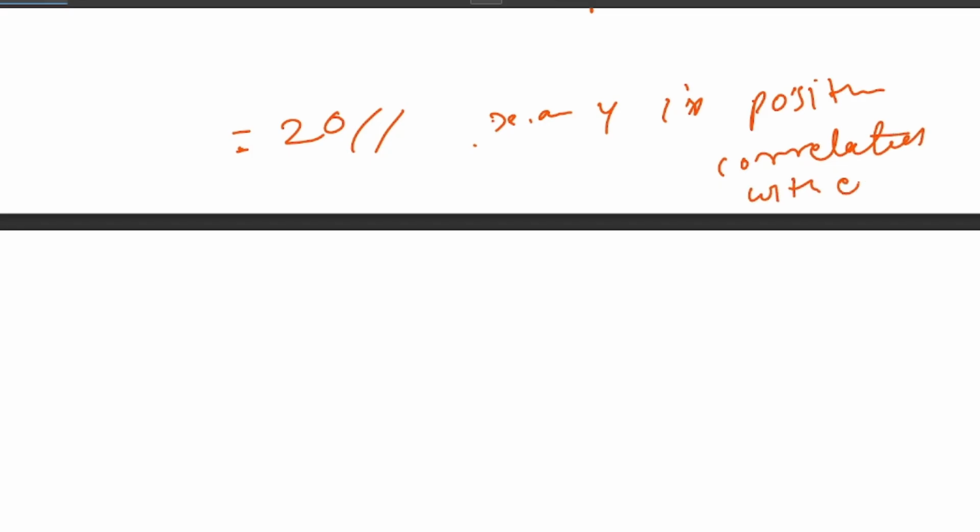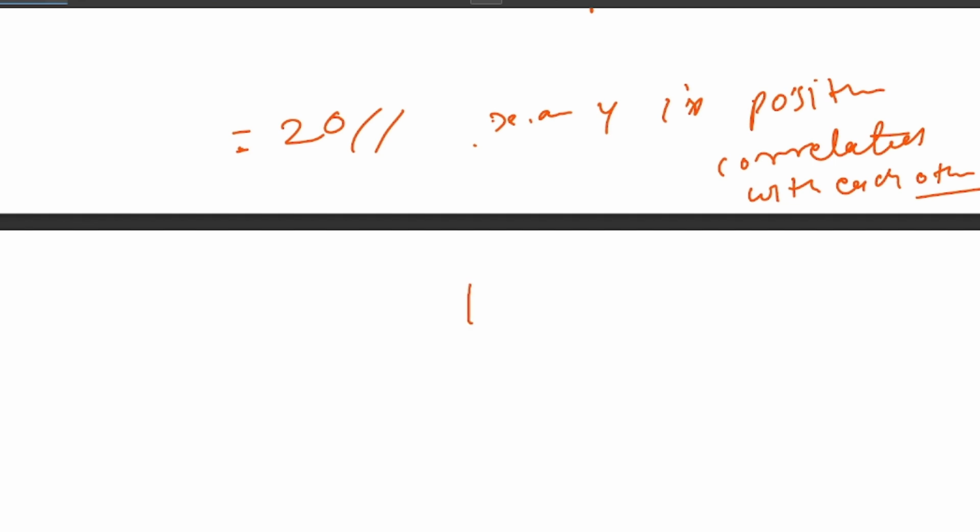So what does 20 mean? It's positive, so we can say that x and y are positively correlated with each other, right?